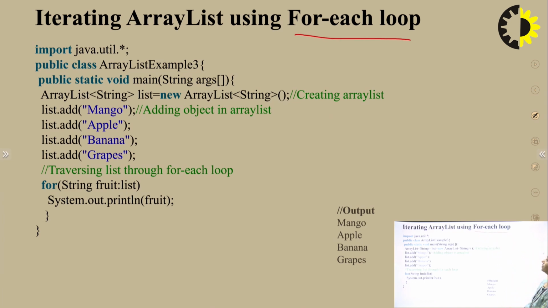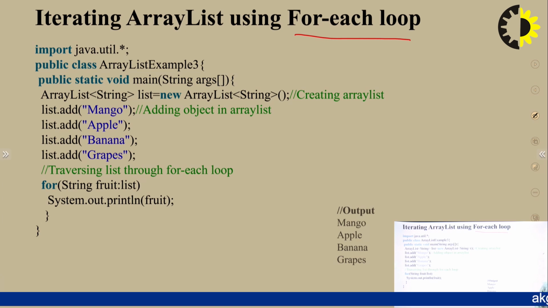If we are saying for each loop, it means it is going to be an enhanced version of the for loop that consists of all the elements present inside of this array list, which are going to be printed with the help of the for each loop.